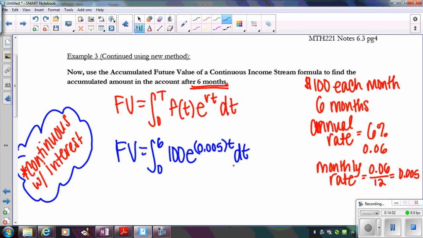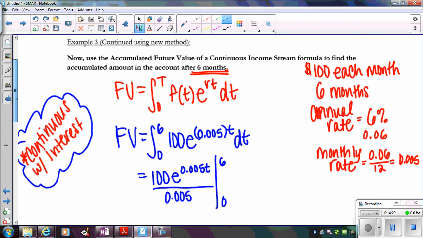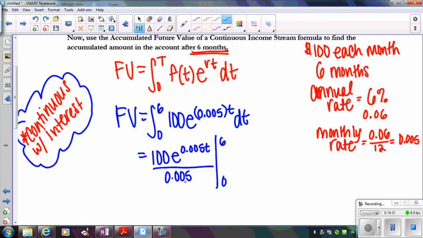And then in the end, you'll end up plugging in the 0 and 6 in for that T. So let's go ahead and do our integral. So we're going to keep that 100. You could bring it out in front, but it really doesn't matter for this. Remember, when you integrate with e, you keep everything the same, but then you have to divide by that number in front of t. And then I have my bounds, my 0 to 6. And then we can go ahead and divide those out. So you get 20,000 for that.